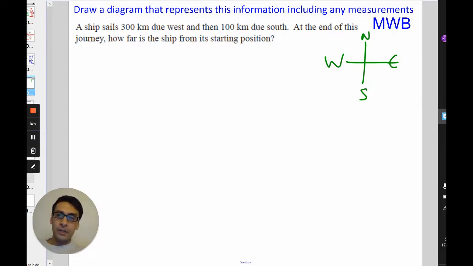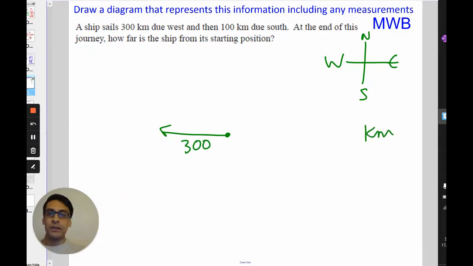Okay, so I'm going to do the question. So a ship sails 300 kilometers west. So it starts at some point and it goes west 300 kilometers. I'll put the units just on the side, just all kilometers. And then 100 kilometers due south. So that means it's going to go down from this viewpoint. It's going to be 100. And then it says, at the end of the journey, how far is the ship from the starting position? Well, we want to know this distance here. And look, we have a right angle triangle.